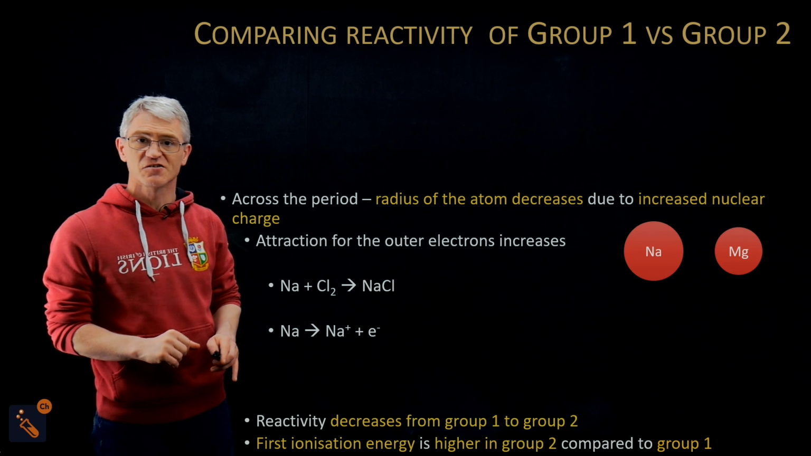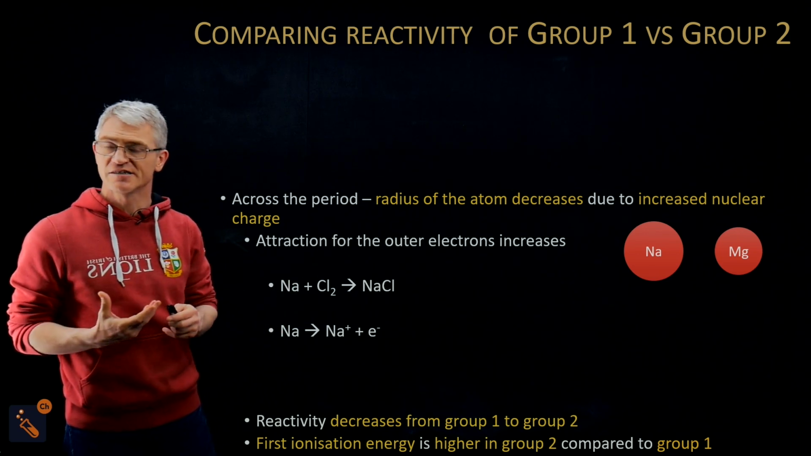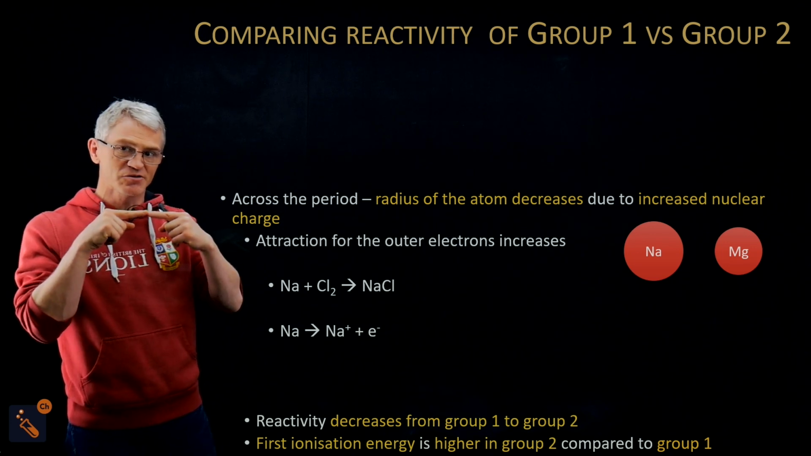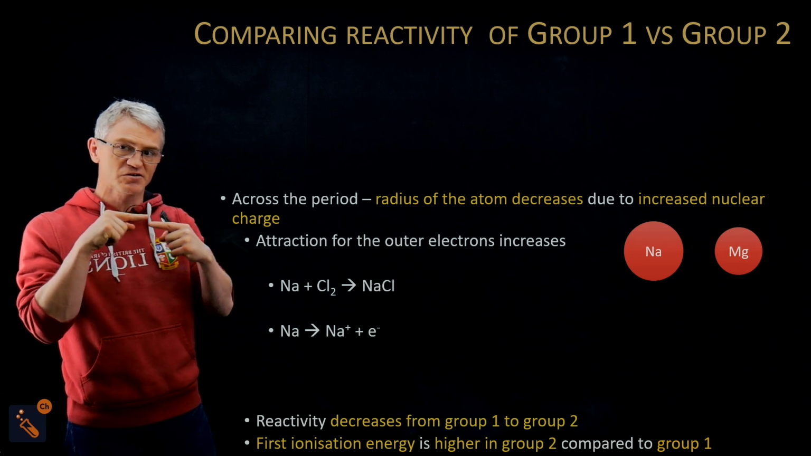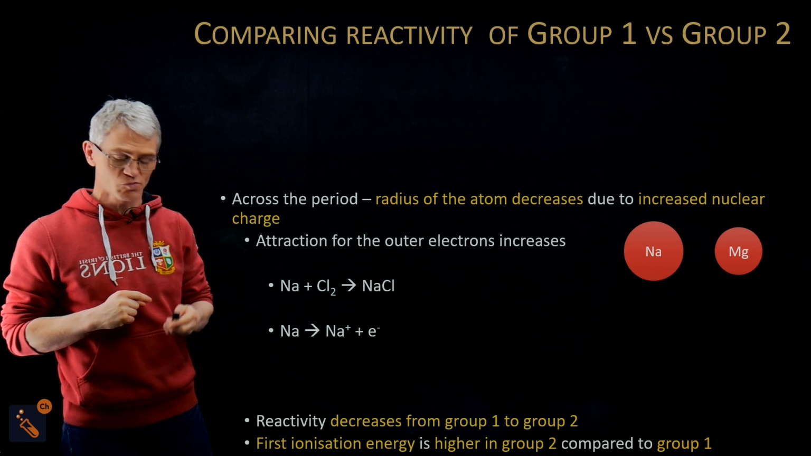So we should see a less reactive metal in Group 2 compared to Group 1 in the same period. Remember, we're only comparing in the same period, okay, we're not comparing other periods. Same period, the Group 2 should be less reactive than the Group 1.